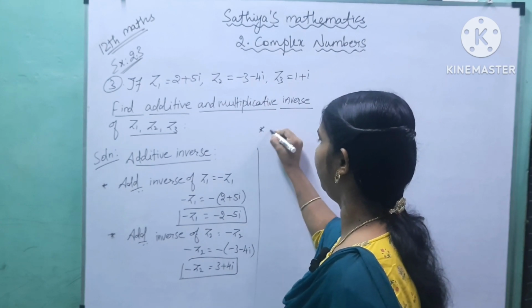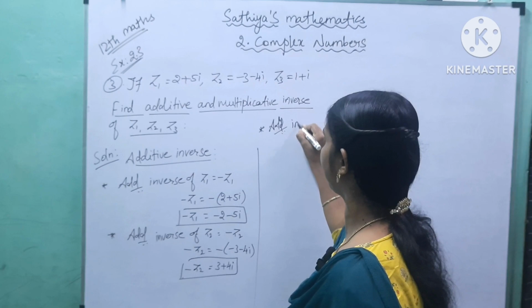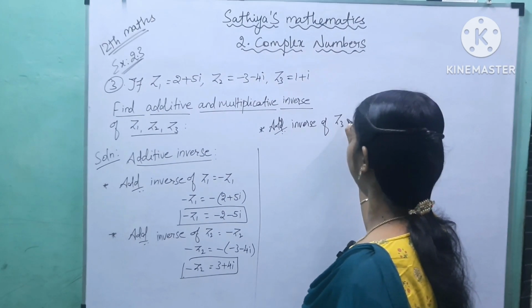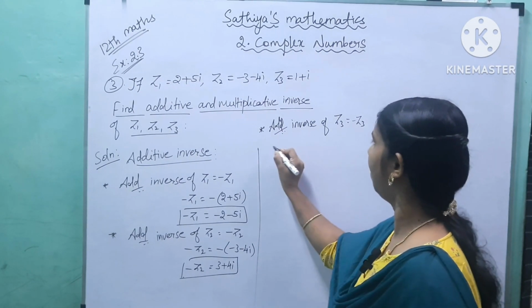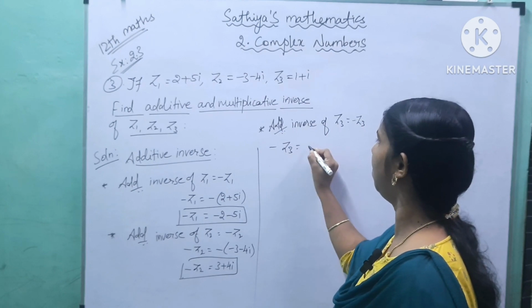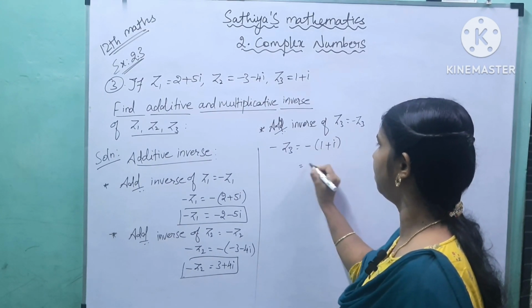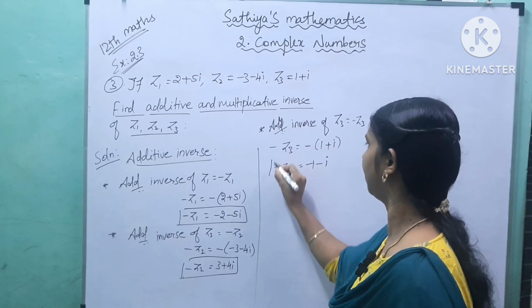And similarly, additive inverse of z3 is minus z3. Minus z3 is equal to minus of 1 plus i, that is minus 1 minus i. This is minus z3.